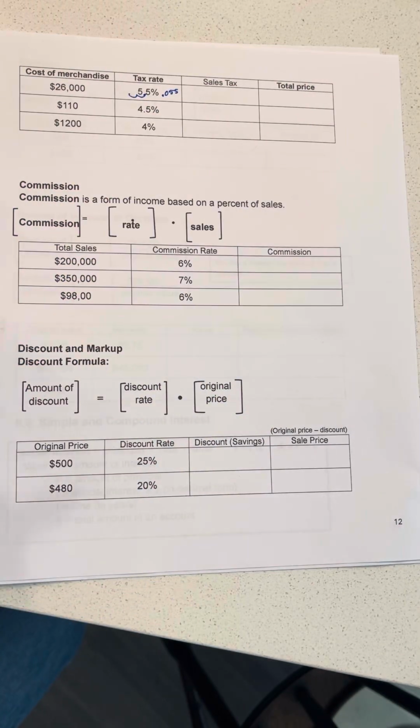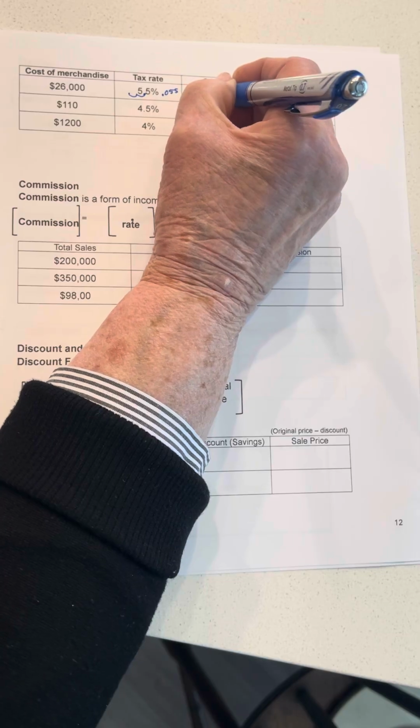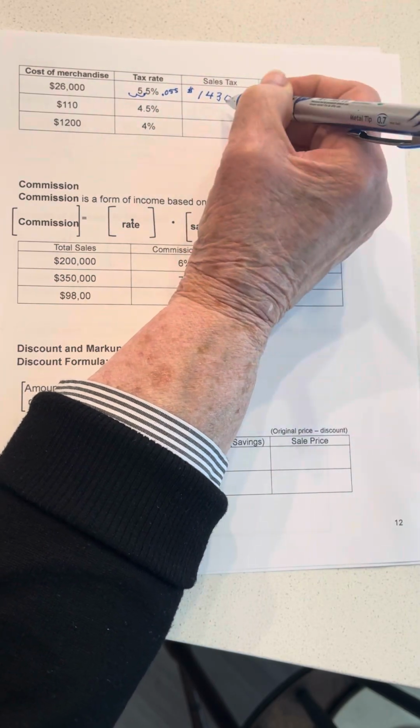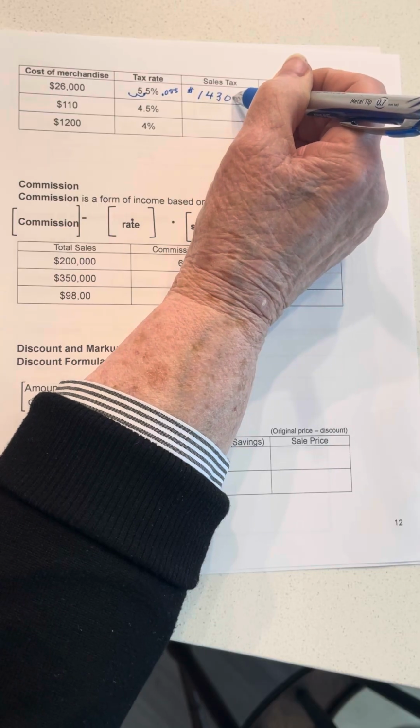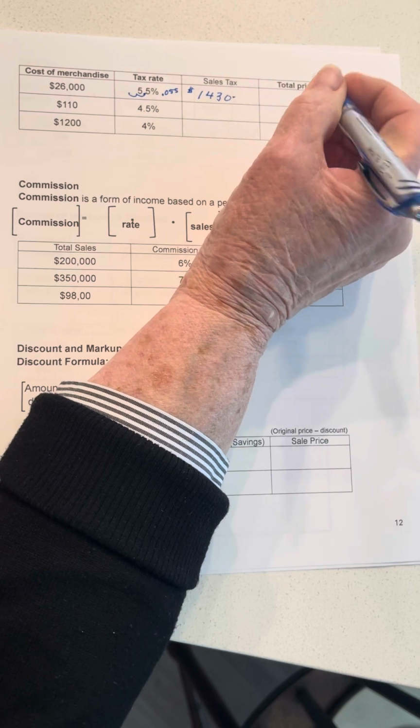So if we multiply on our calculator, 26,000 times decimal point 055, we find that the sales tax is $1,430. And when you buy a car, sometimes you don't pay this to the dealer. You have to pay this in order to get your license plate. So it's a shocker when you go in.